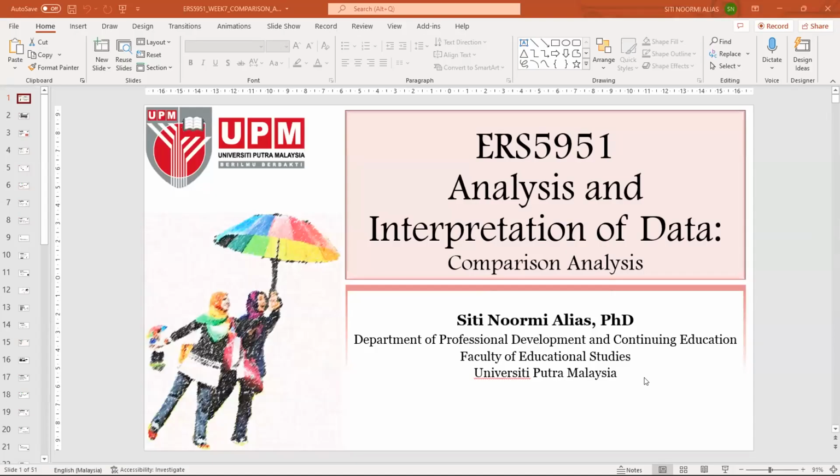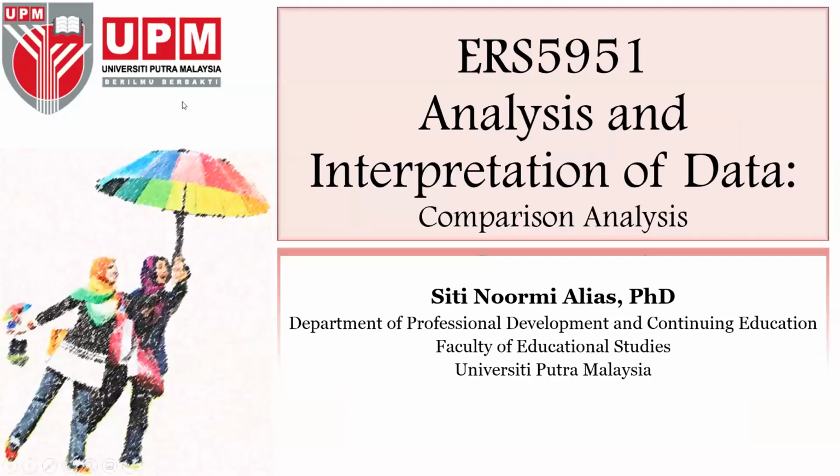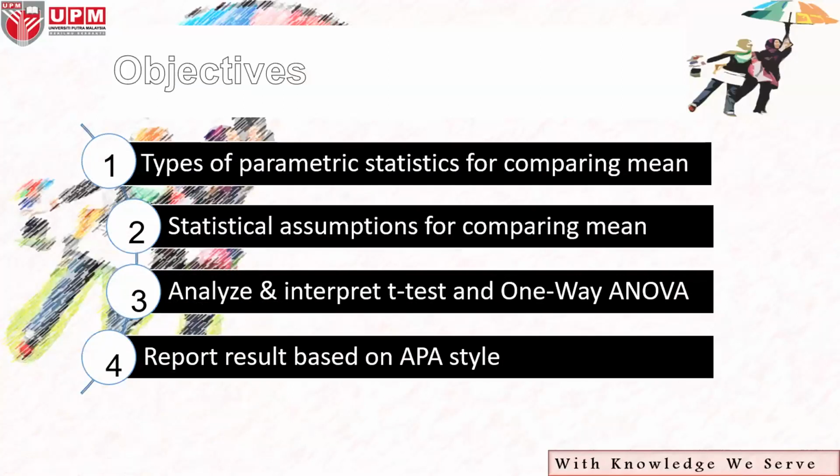Okay, next one we proceed with t-test. Analysis that involves comparison analysis. So this is our LO objective. At the end of the session, you are able to identify the types of parametric statistic for comparing mean, statistical assumptions necessary for comparing mean, analyze and interpret t-test and one-way ANOVA, and then report results according to APA style.